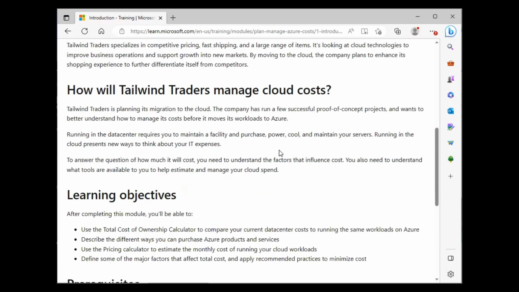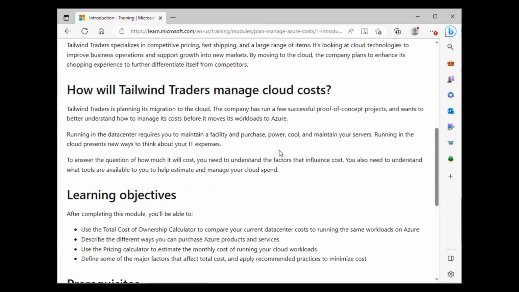Tailwind Traders is planning its migration to the cloud. The company has run a few successful proof of concept projects and wants to better understand how to manage its costs before it moves its workloads to Azure.